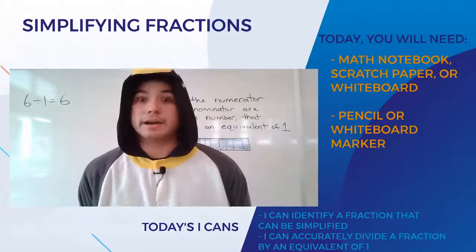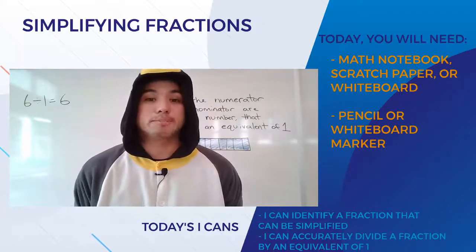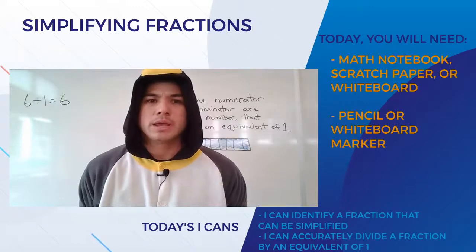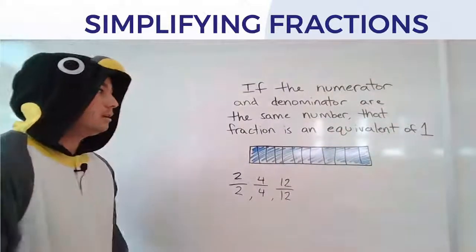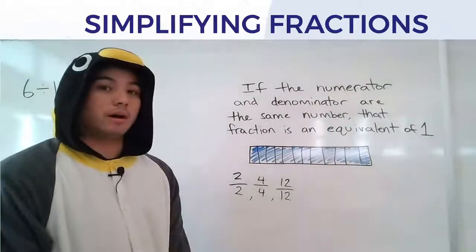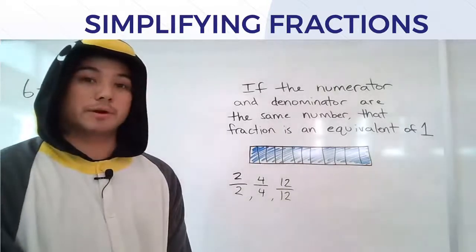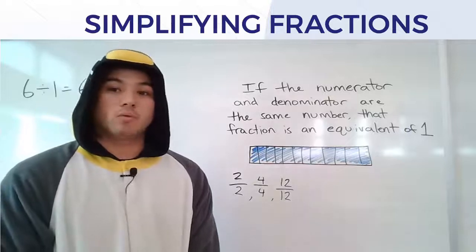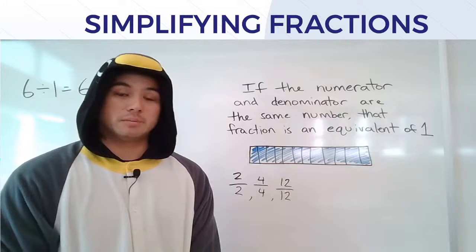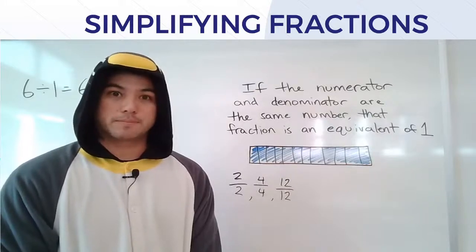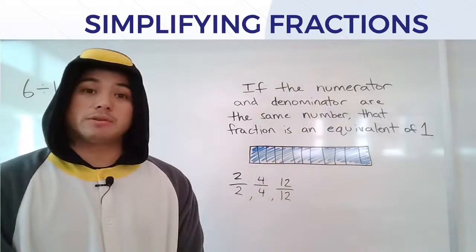So here's our I cans. I can identify a fraction that can be simplified, and I can accurately divide a fraction by an equivalent of 1. Just to remind ourselves, for the equivalent of 1 with our fractions, if the numerator and the denominator are the same number, that fraction is an equivalent of 1. 2 halves, 3/3, 4/4, 12/12, a million millionths, etc.